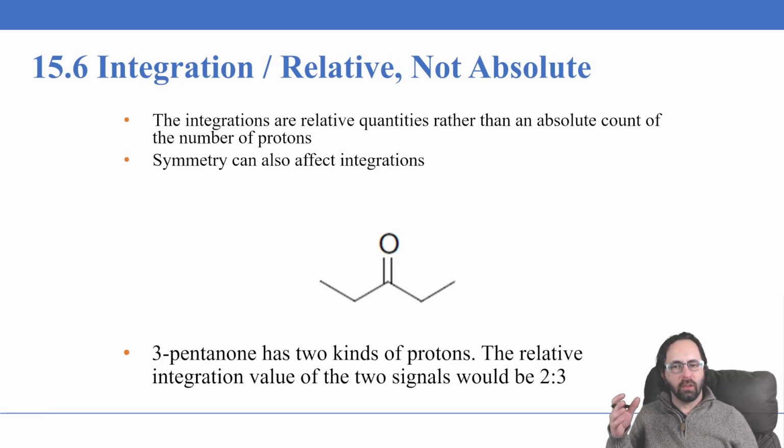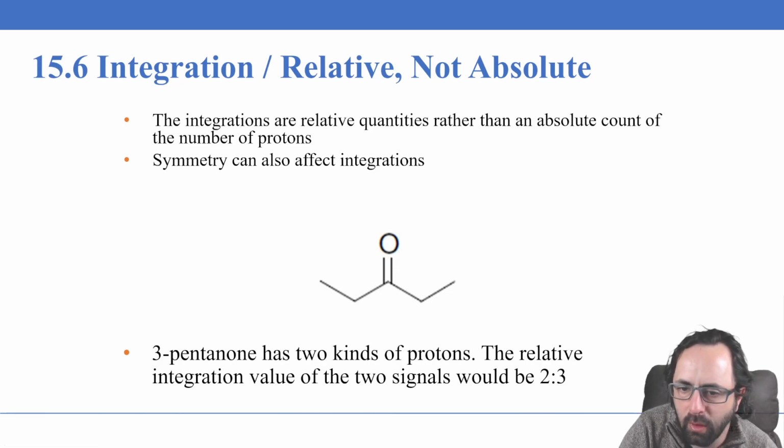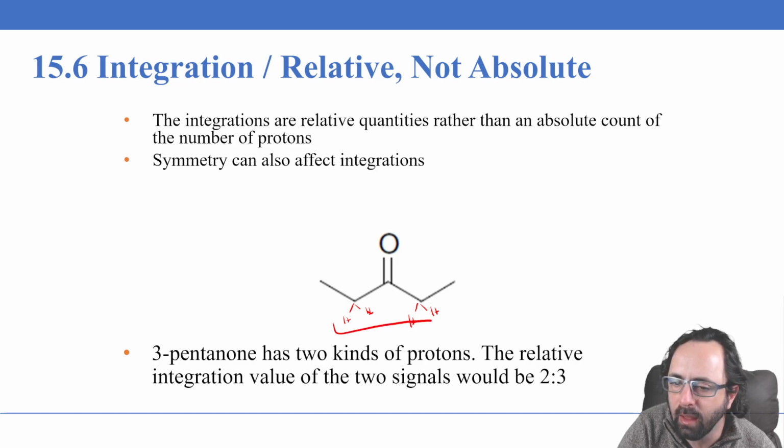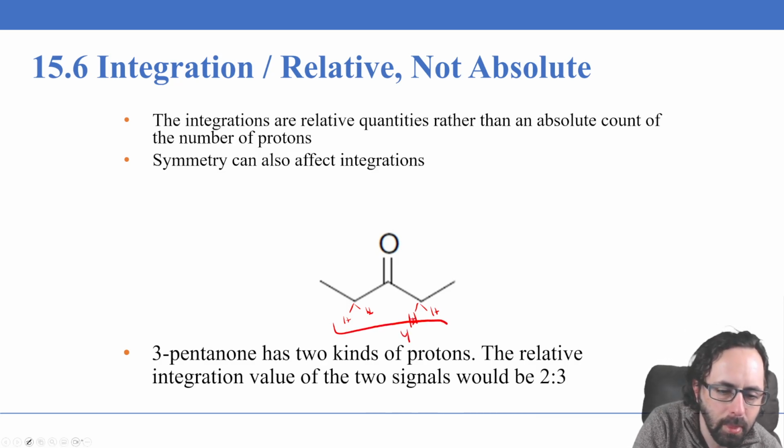So these integrations, as I said, are relative quantities. They're not absolute quantities. So don't be too disturbed if you see them different on one spectrum versus another. That's pretty normal. When you have symmetry, this can affect the integrations. For example, here, this has both reflectional and rotational symmetry. These two hydrogens here are going to be chemically equivalent. So altogether, these will give a signal that represents 4 protons.